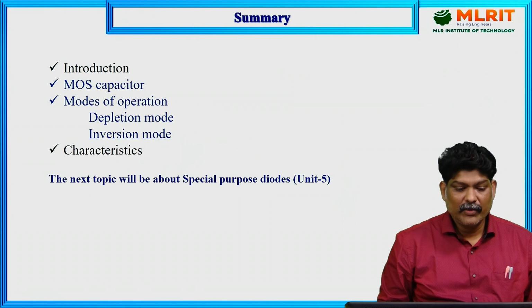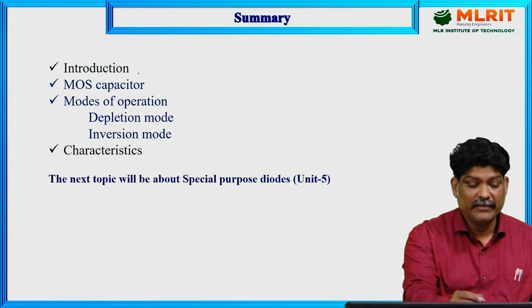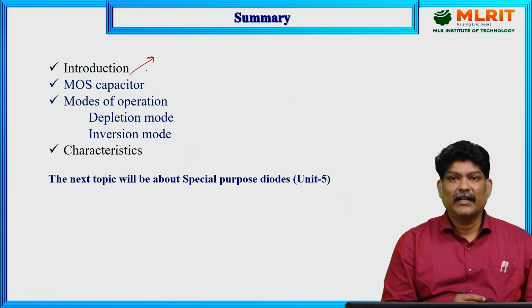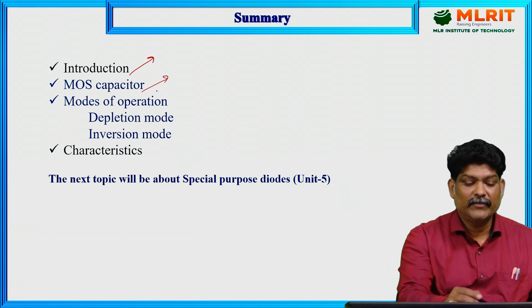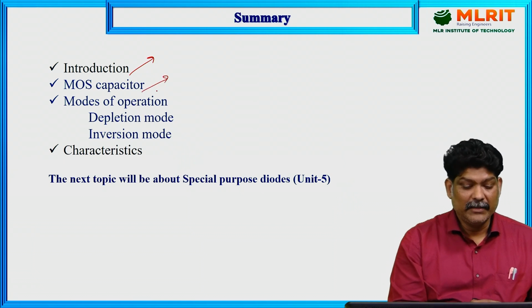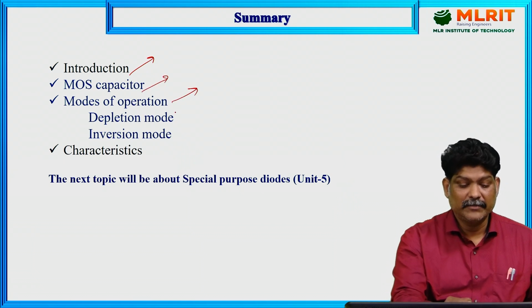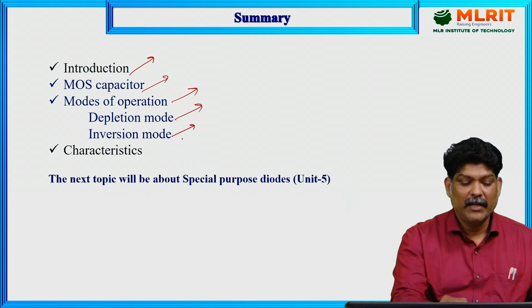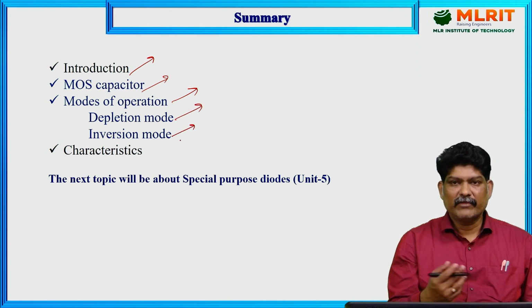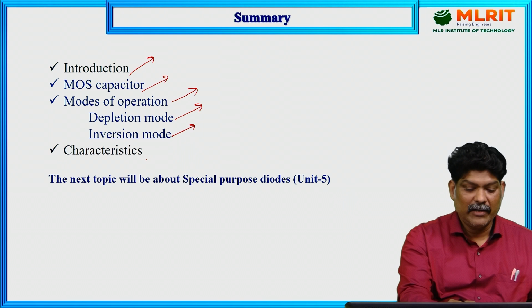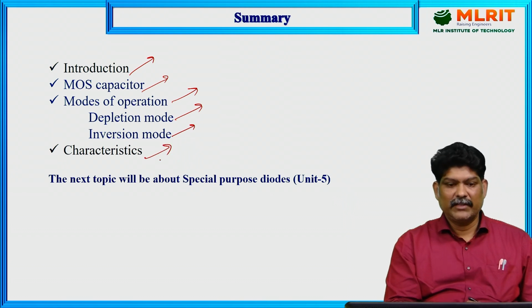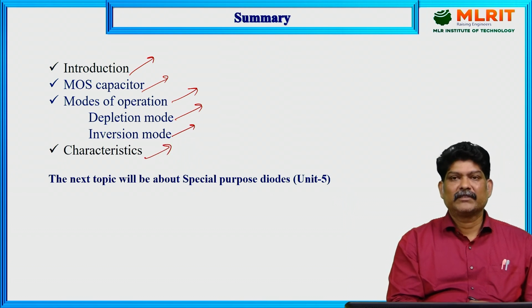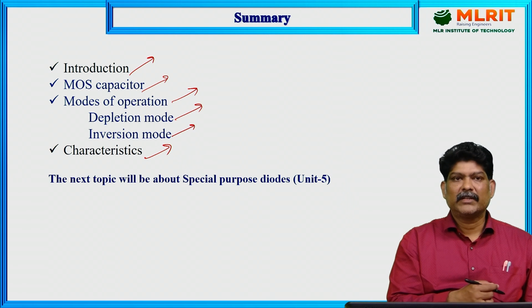Today we have started with an introduction to the MOS capacitor and its basic structure, and the modes of operation, particularly depletion mode and inversion mode, as well as strong inversion mode. We have also discussed the CV curve, that is the capacitance versus gate voltage curve, and how the capacitance changes with the gate voltage. So that's all for today.